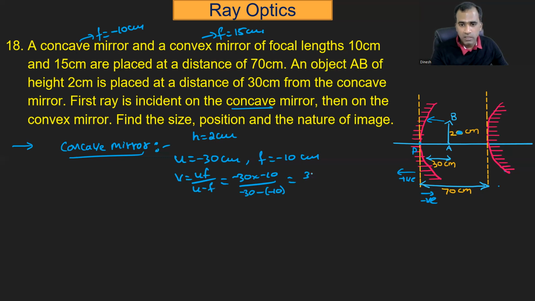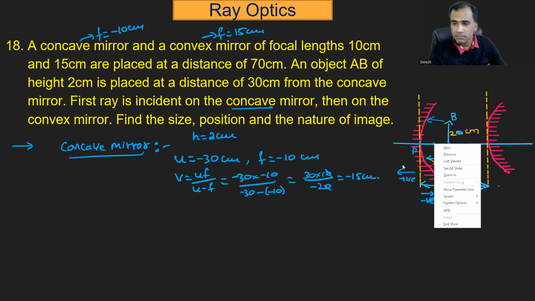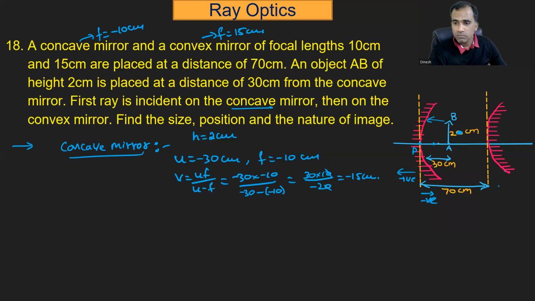So this is minus 30 into minus 10, minus into minus will become plus, divided by minus 30 plus 10, which is minus 20. The 0s get cancelled, and it is minus 15 centimeters. Minus 15 means on this side only, towards the side of the polished surface. From the pole, measure 15 centimeters. It is somewhere here. So it is 15 centimeters from the pole. This length we know.